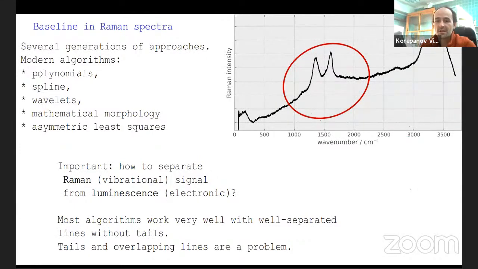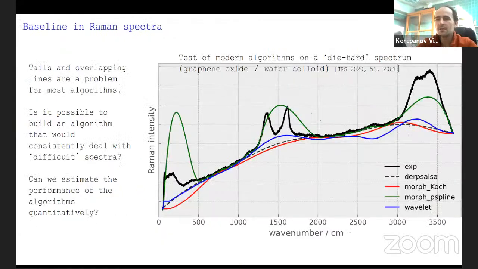Actually, this is a very important question, and it is under active development right now. And there are several generations of approaches to do this algorithmically. Most modern algorithms work very well with well-separated lines, and lines which are sharp and have no tails. But when there are overlapped lines, and when we have pronounced tails, like in this figure, then this is actually a strong problem for most modern algorithms. Let me show you on the next page.